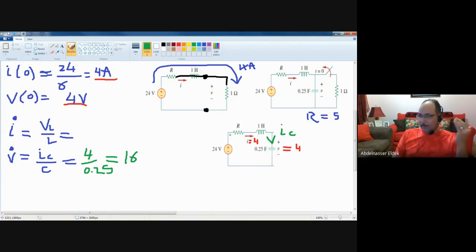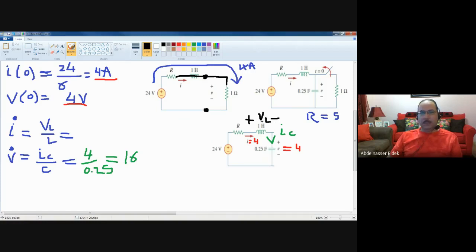Why? Again, the 4 ampere will continue like this. So the current in the capacitor is also 4 ampere. Makes sense. What about the voltage across the inductor, VL? I want to find this VL. I don't know VL, of course, because there's nothing connected directly in parallel, like in the previous example.